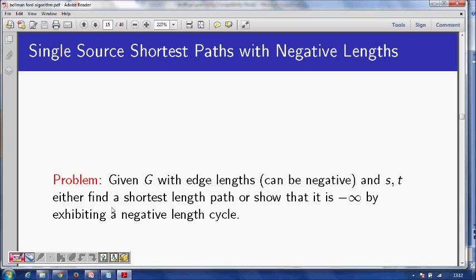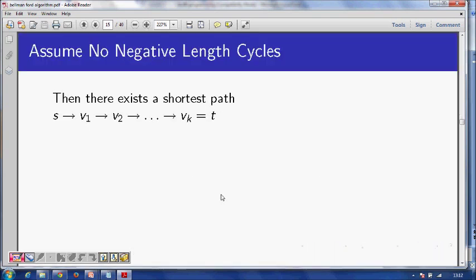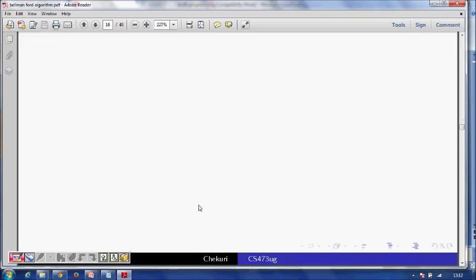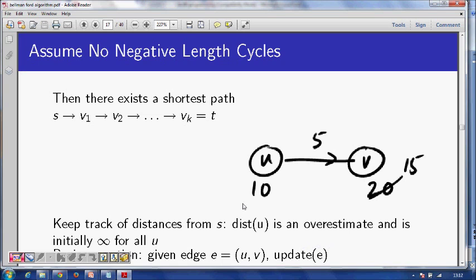So given G with edge lengths, and they can be negative, and given a source and T as the destination, you have to find the shortest path, and if it has a negative cycle you can show that it is minus infinity. We will assume here that we don't have any negative cycles for now, because if there are negative cycles, whatever nodes are connected will have minus infinity as the distance.